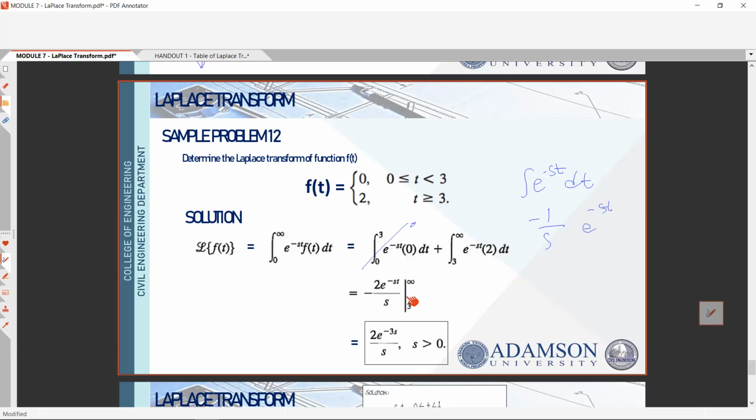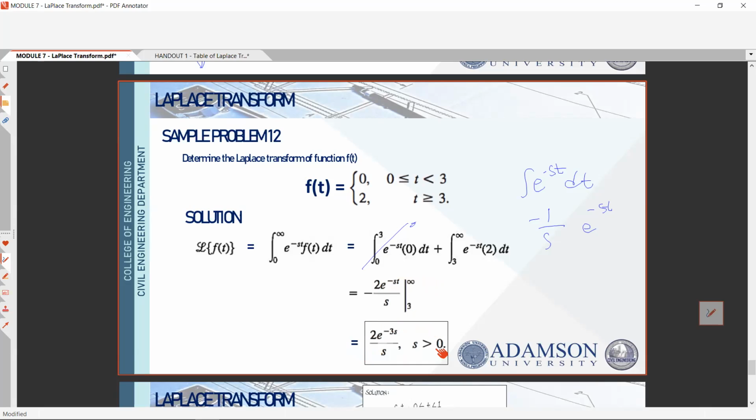Now, evaluate from 3 to infinity. So if you evaluate 3 to infinity, the infinity upper boundary becomes 0, because e raised to negative infinity becomes a denominator, so it is approaching 0. So what you have left is 3. Substitute that here. That's your answer.